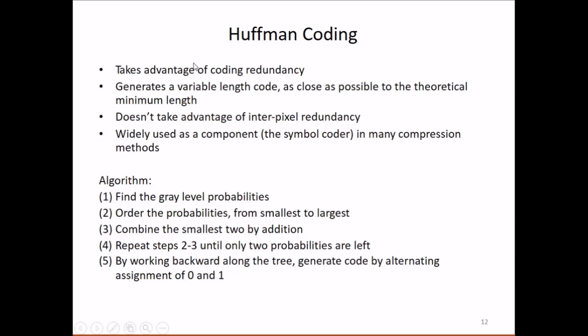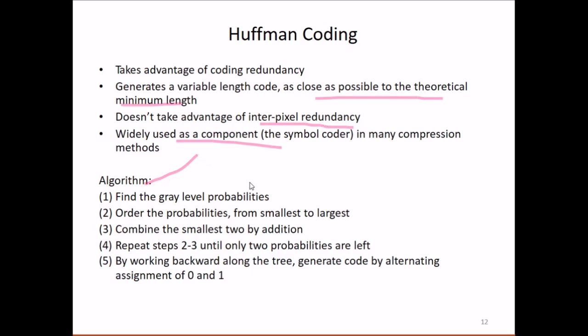So Huffman coding takes advantage of coding redundancy. It generates a variable length code as close as possible to the theoretical minimum length, and doesn't take advantage of interpixel redundancy. Very important: Huffman coding does not take advantage of interpixel redundancy, and it is widely used as a component, that is, the symbol coder in many compression methods.